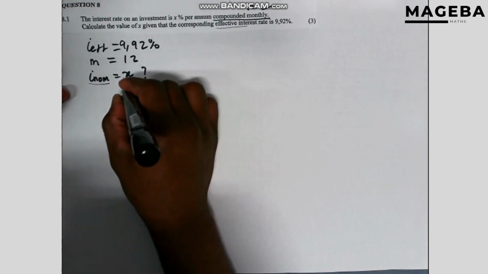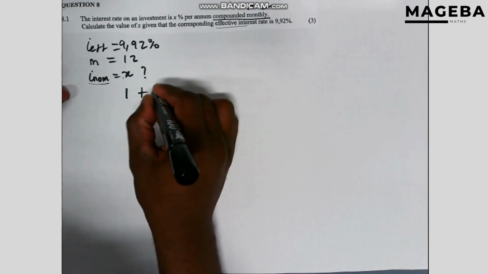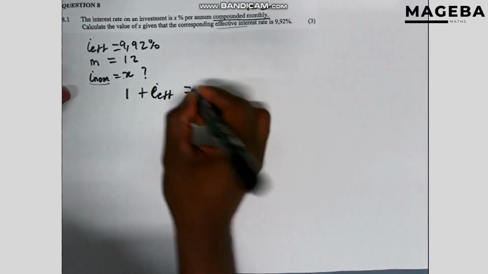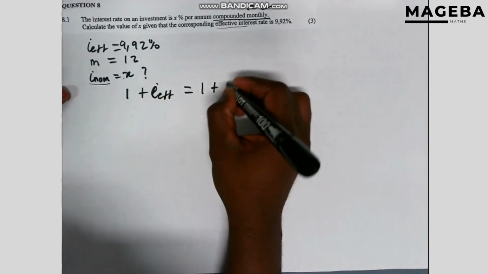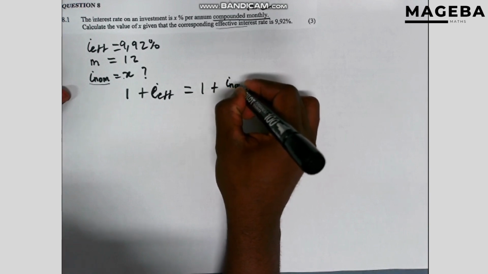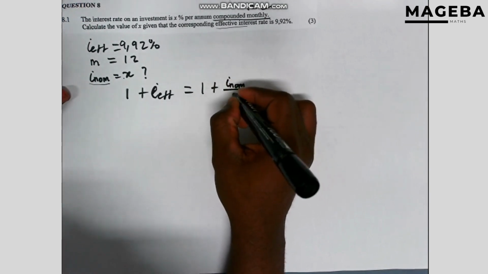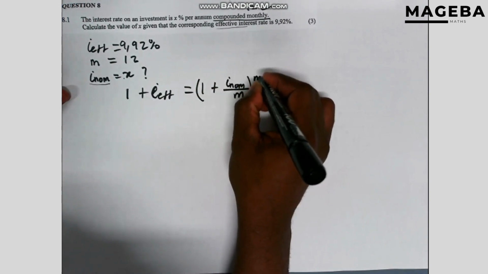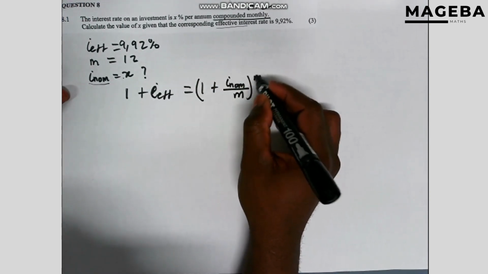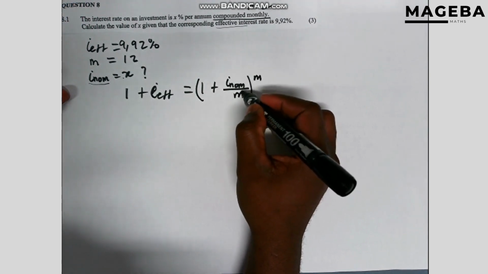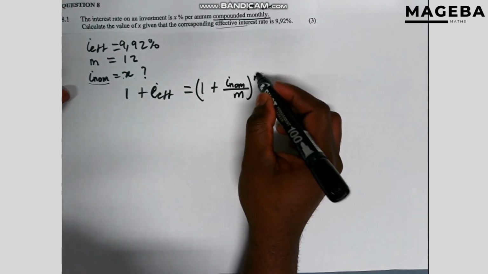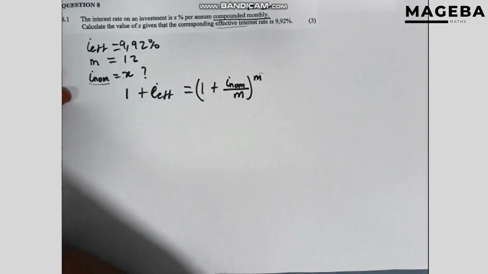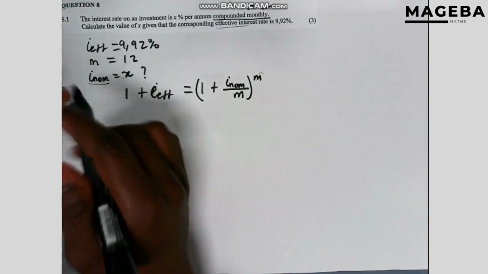It's 1 plus I effective equals to 1 plus I nominal all over M, to the power M. Guys, this depends on what textbook you are using, because sometimes this is N, sometimes this is M. So it depends which one you are going to use. Don't get confused if I'm using M.